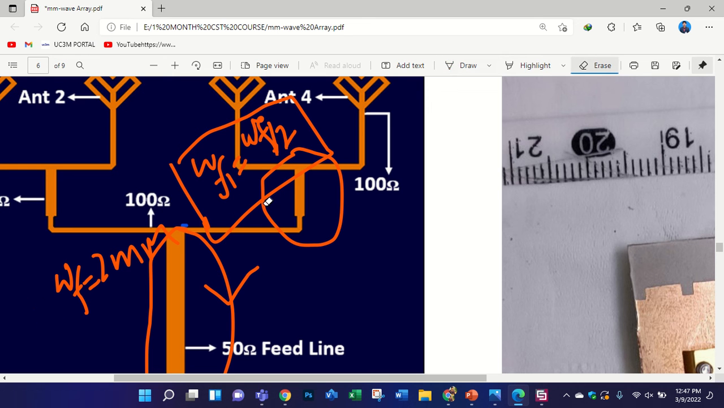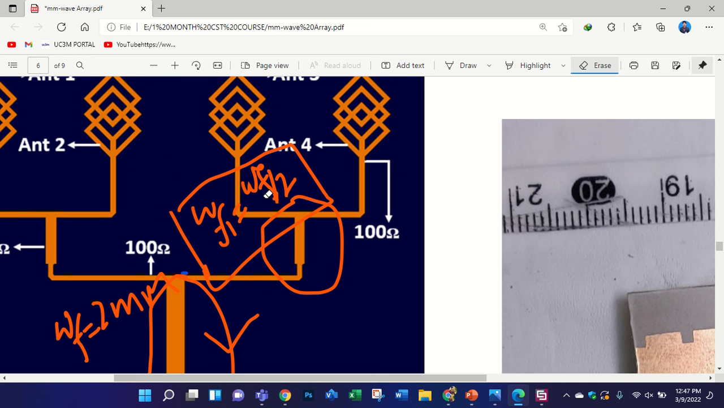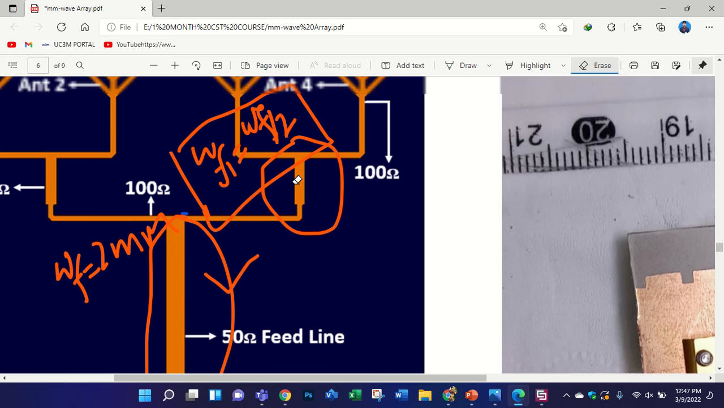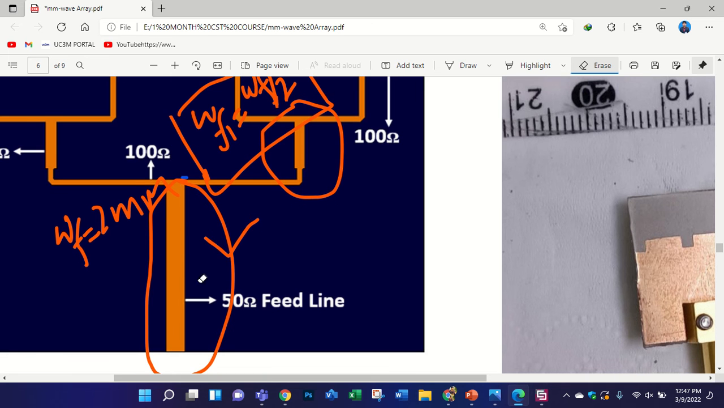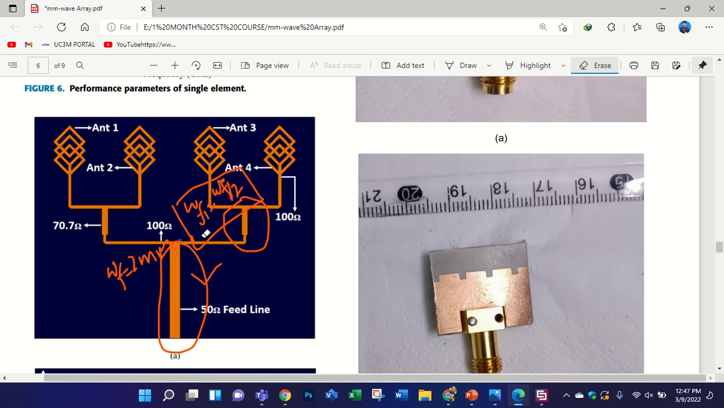If you consider the length and width of this feed line, then you will achieve better results, instead of designing or keeping the width and length of this feed line by yourself. I suggest you take this. If you want its length, then take lambda by 2 of this feed line. If you want width, then you can take lambda by 2 of the width of this feed line. In that case you will get much better results.